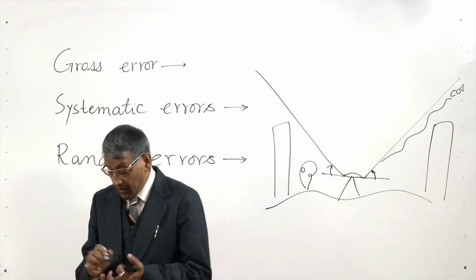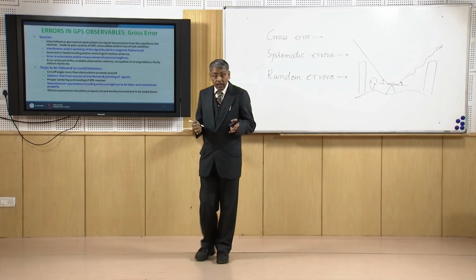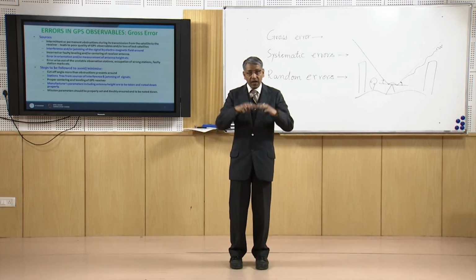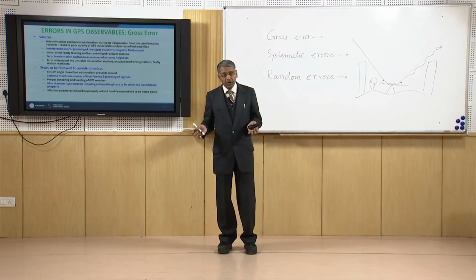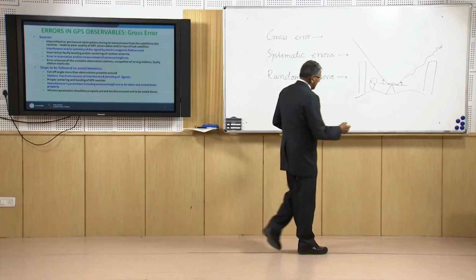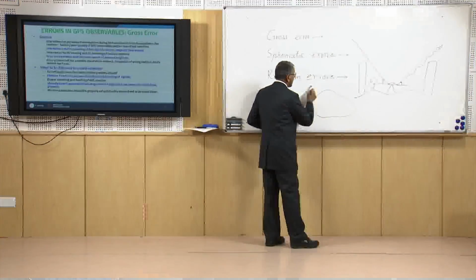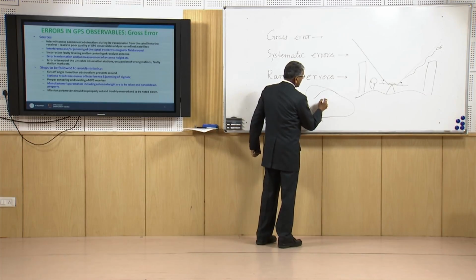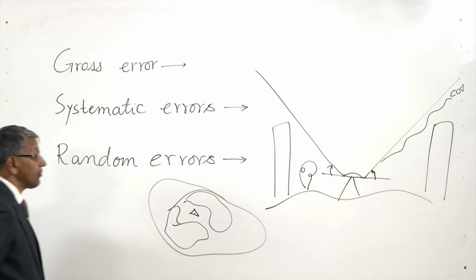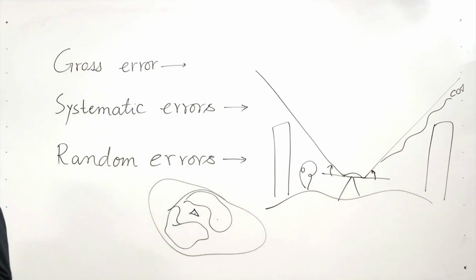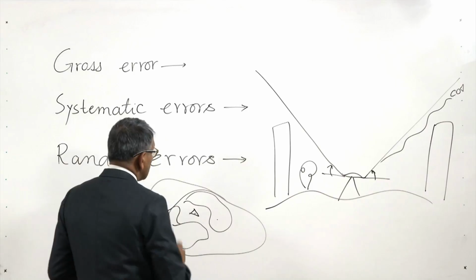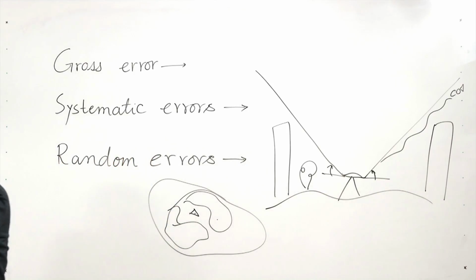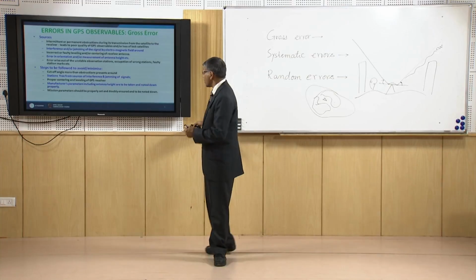So by taking the cutoff angle properly, and by avoiding locations where there may be some undesirable reflection from around, like if this is the area where we would like to go for GPS observation, this is the station, we should avoid any water bodies around, because these water bodies act as a reflecting surface. So it provides some undesirable signals, so that will affect the GPS observation, or the observables will be associated with gross errors.